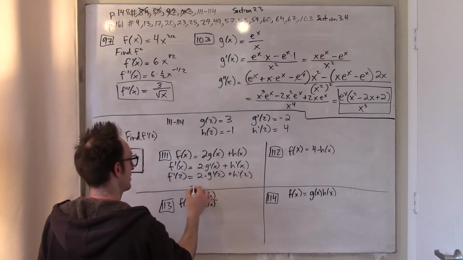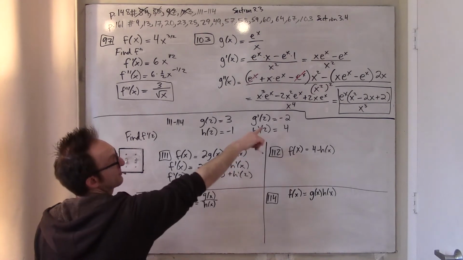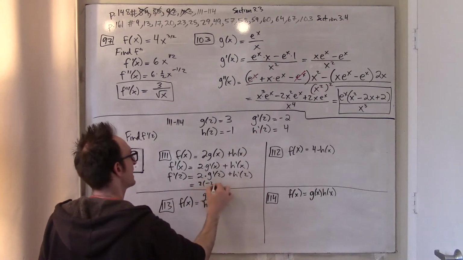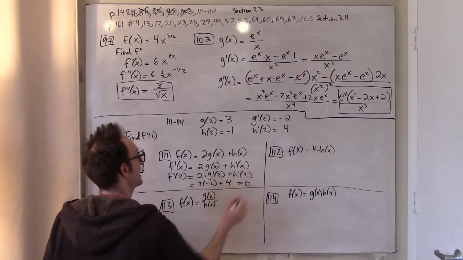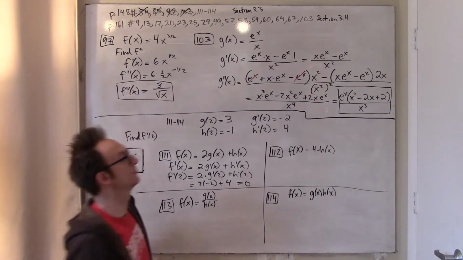And that is going to be, well, what is g prime of 2? It's negative 2. So this is 2 times negative 2 plus, and h prime of 2 is 4. So I guess the answer I get here is just 0. Okay, moving on to 112.